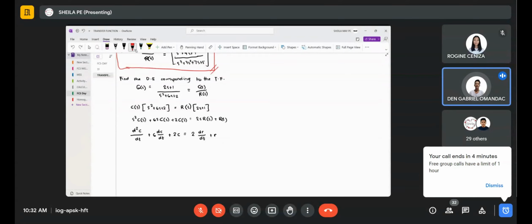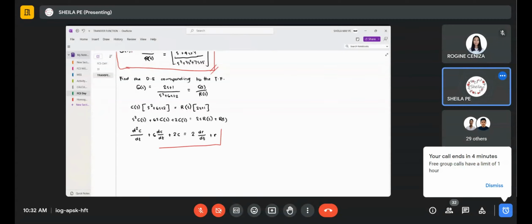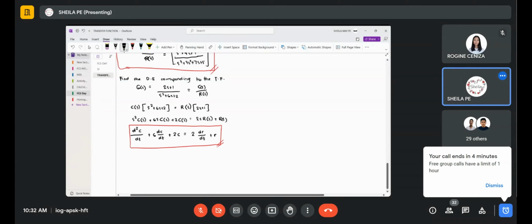Excuse me, ma'am. It should be dt squared on the leftmost side. Sorry, dt squared. Hold on. Thank you, ma'am. Okay, thank you.